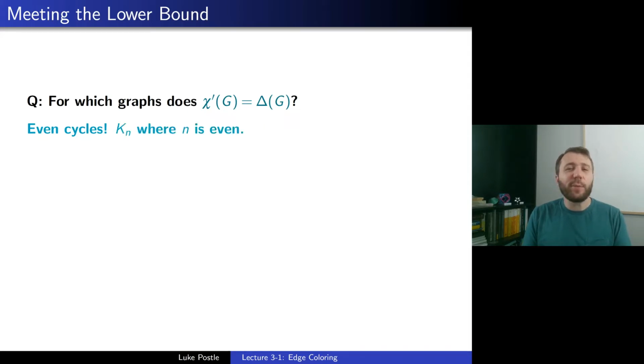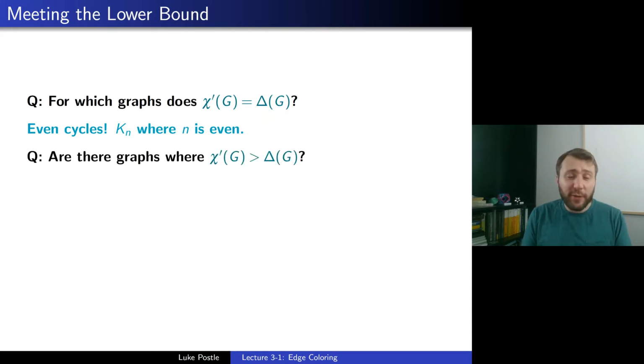The less obvious one is K_n, where n is even. So there you can decompose it into perfect matchings. So if vertex coloring was decomposing into independent sets, edge coloring is decomposing into matchings, and here we can indeed cover this with the right number of matchings, namely n minus 1, the max degree of K_n.